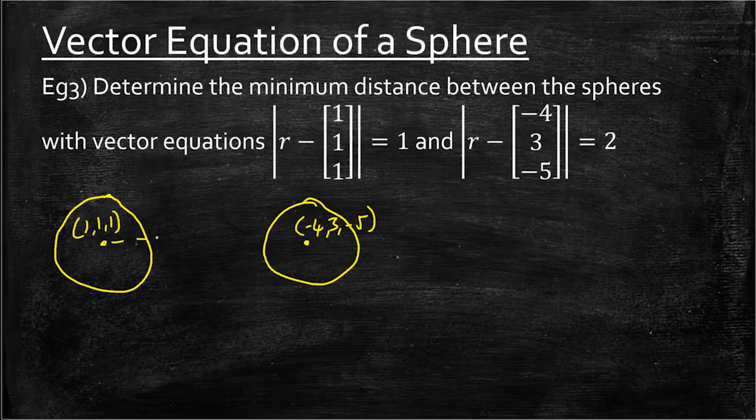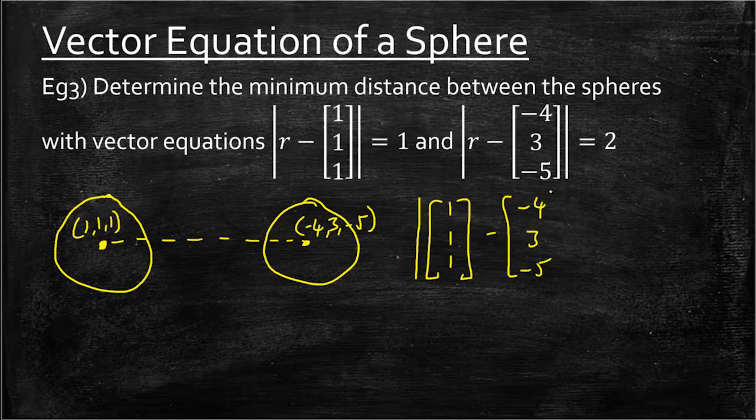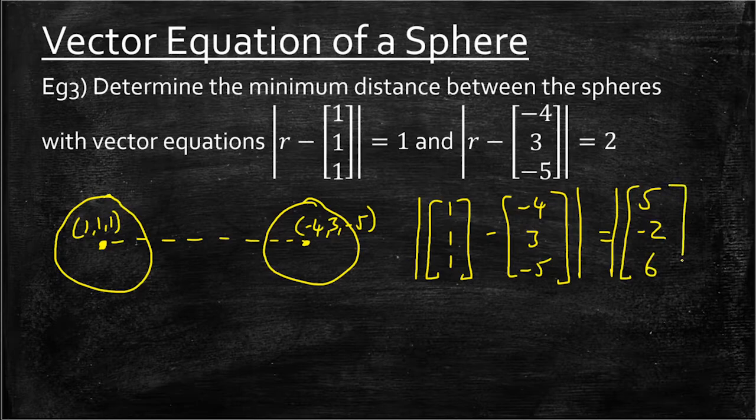The first thing I'm going to do is work out the distance between those 2 spheres over there. What's the distance between those 2 centers? So we need to first find out what this vector is, and we can do that by subtracting the 2 centers from each other. So we want to find the length of the vector from 1, 1, 1 to negative 4, 3, negative 5. And when we do that, 1 take away negative 4 is 5, 1 take away 3 is negative 2, and 1 take away negative 5 is 1 plus 5, which is 6.